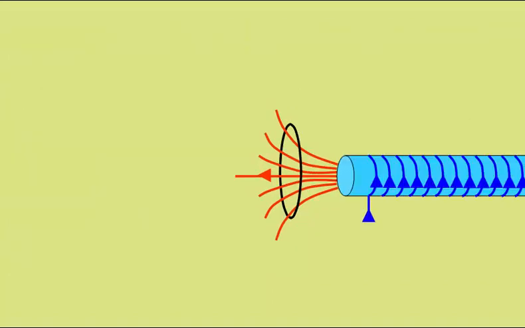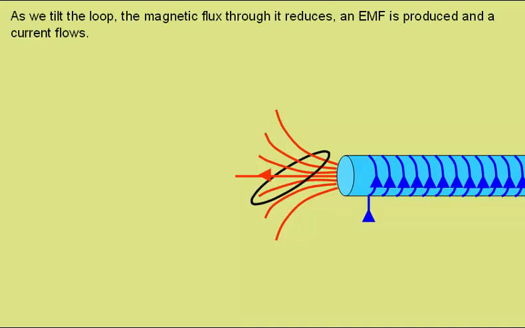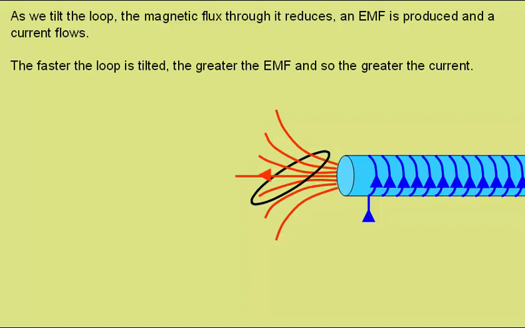Another way of changing the magnetic flux through the loop would be to tilt it, like this. As we tilt the loop, the magnetic flux through it reduces, an EMF is produced, and a current will flow. The faster the loop is tilted, the greater the EMF, and so the greater the current.